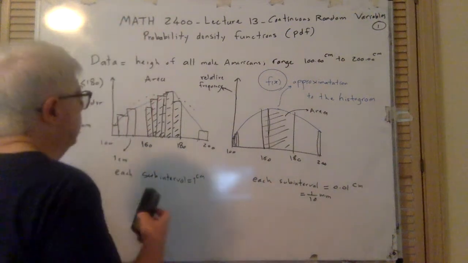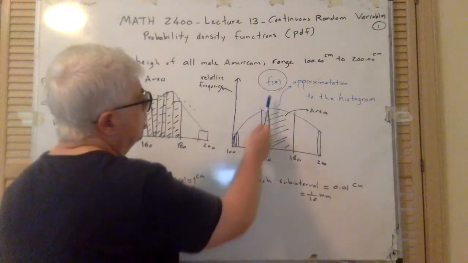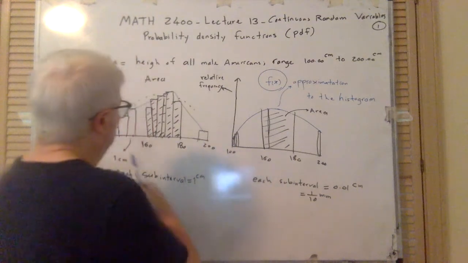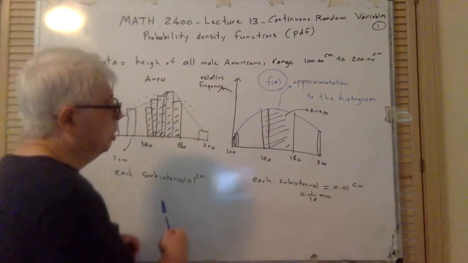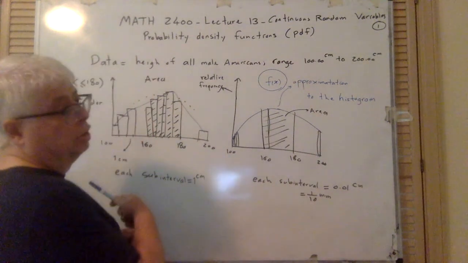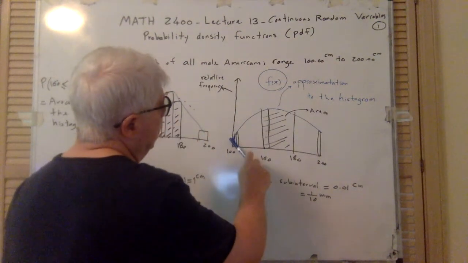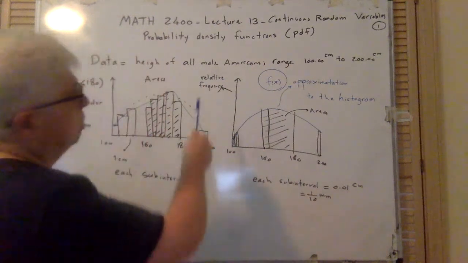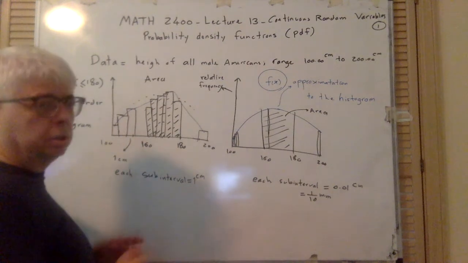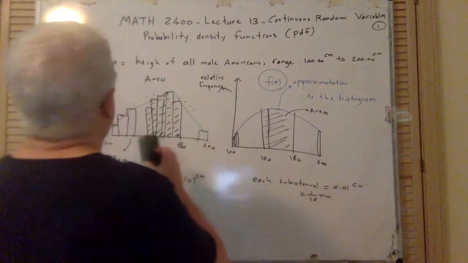So let's look at this fx. What are the properties of this function? First of all, this function is non-negative. It can be zero, but that's okay, because you might have nothing between 100 and 110, for example. So it might be zero, but it's never negative. You don't have a negative number of people between these two numbers. Second, the area under this curve is 1. This is relative frequency, so the whole thing should be 1. These are the two properties of a PDF.